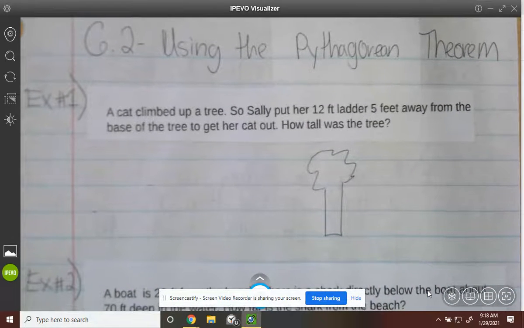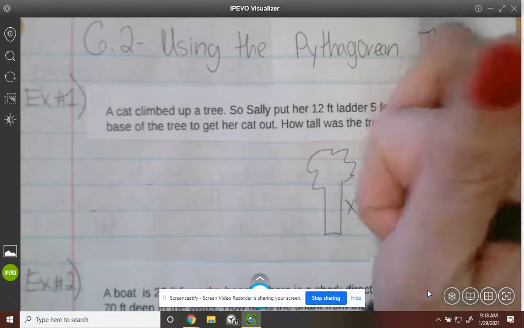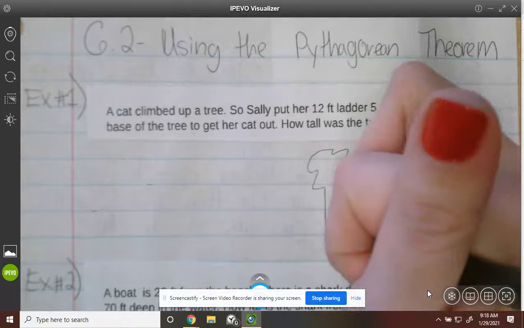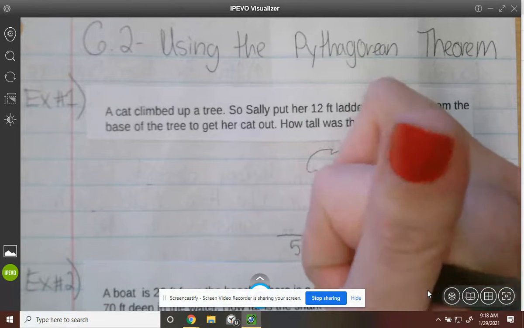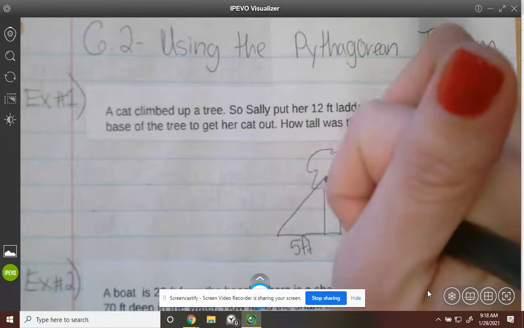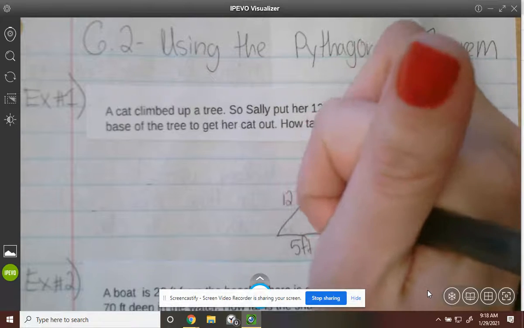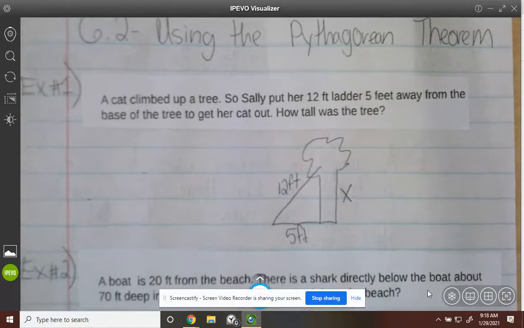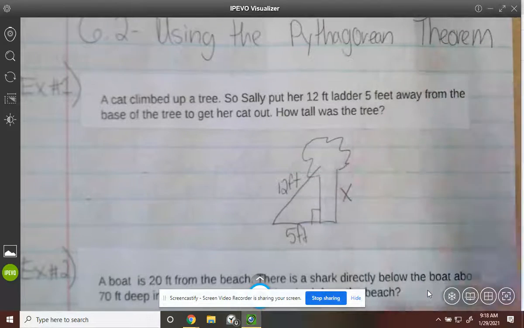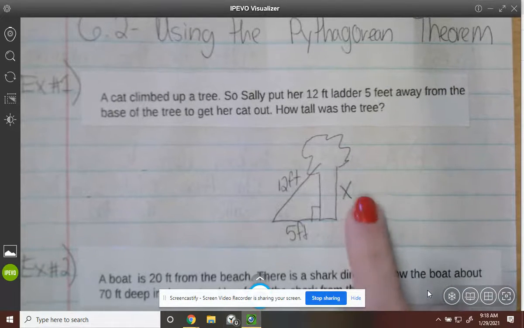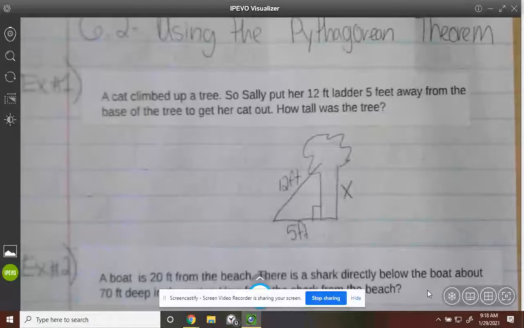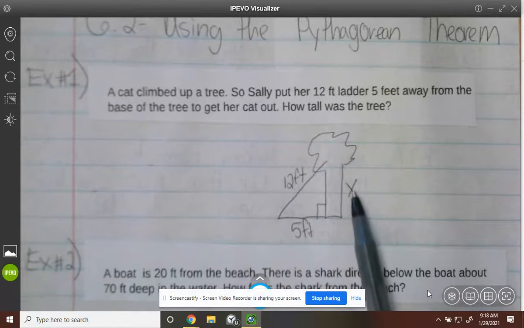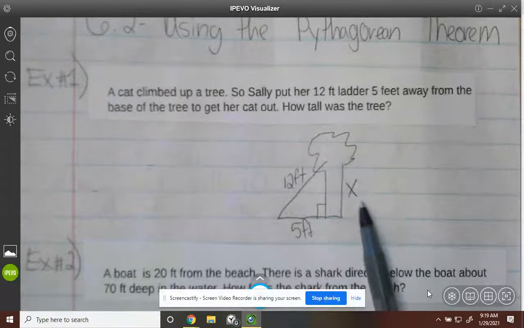So Sally put her 12-foot ladder 5 feet away from the base of the tree to get her cat out. How tall was the tree? So we don't know how tall a tree is, but we know that 5 feet away, there's a ladder reaching up into the tree. And the ladder's 12 feet. So hopefully you guys can see that right triangle there, and that helps us be able to solve how tall the tree is. So, are we missing a leg or the hypotenuse of this triangle?